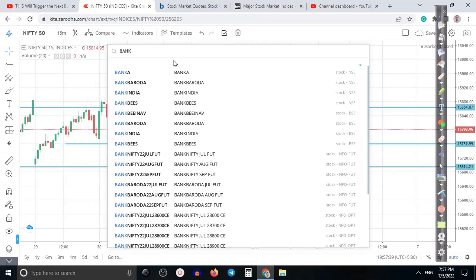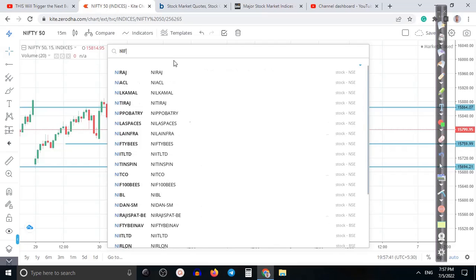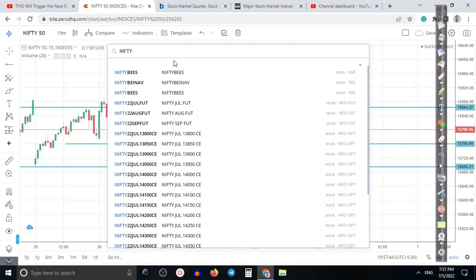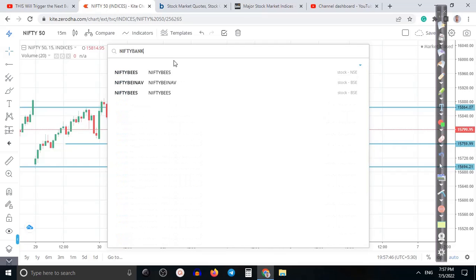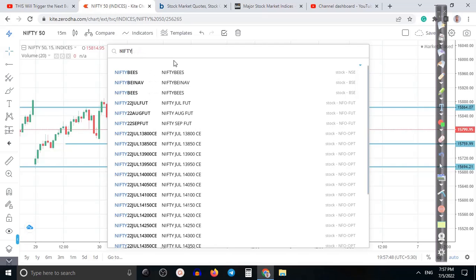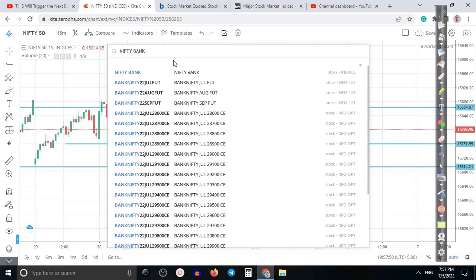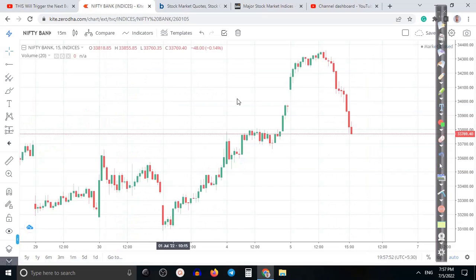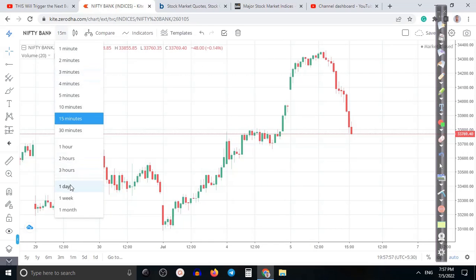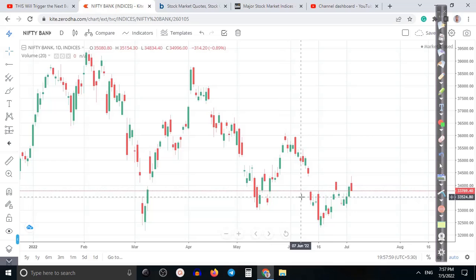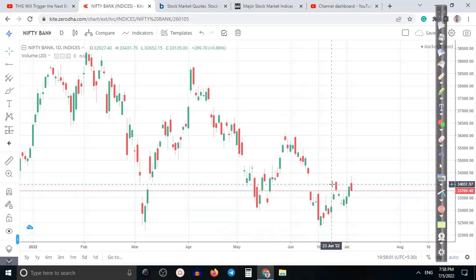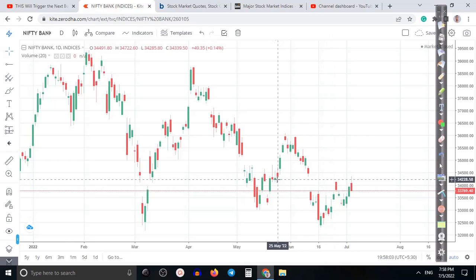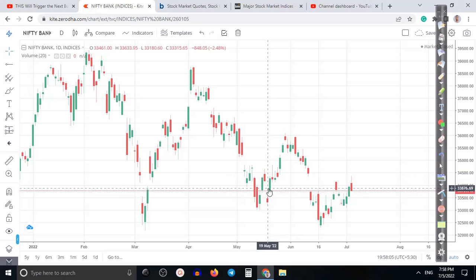Now Bank Nifty. Let me show you Bank Nifty also the same, and find some support and resistance. Price broke this resistance line and went up. Finally price was not able to break this resistance line. Then let me draw some support and resistance.